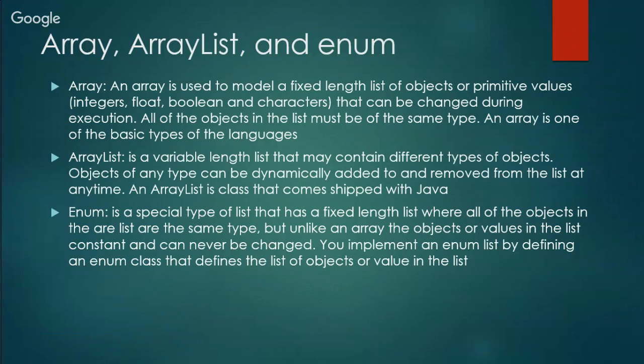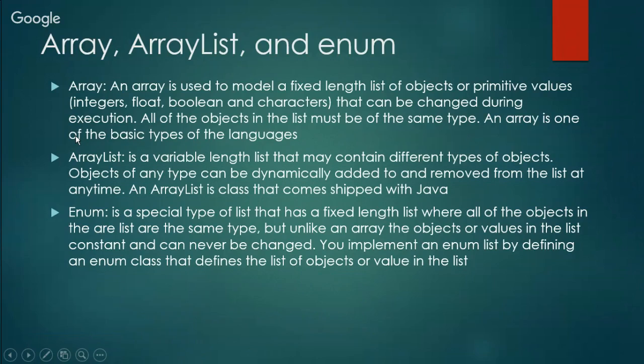And last, the enum is a special type of list that has a fixed length, where all the objects in the list are the same type. Unlike an array, the objects or values in the list are constant and can never be changed. You implement an enum list by defining an enum class that defines the list of objects or values in the list. So in this one, this is the most common use, the same as the array list, because of the flexibility issues of the array. They can be adding or removing objects from the list.